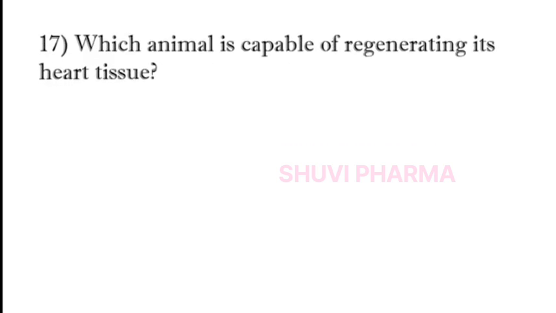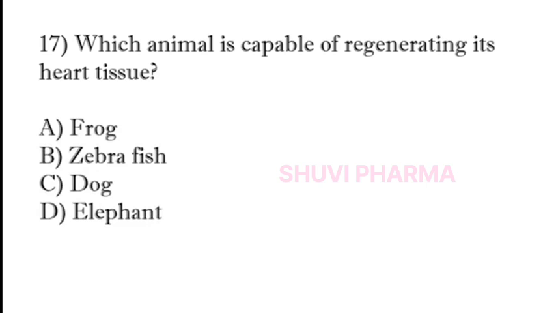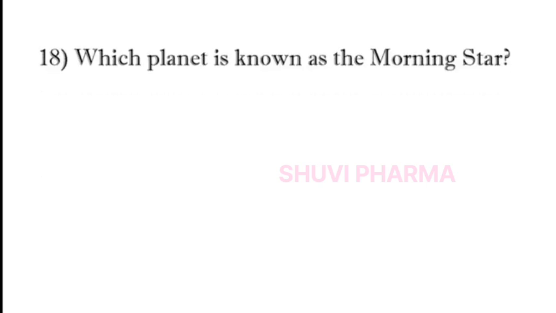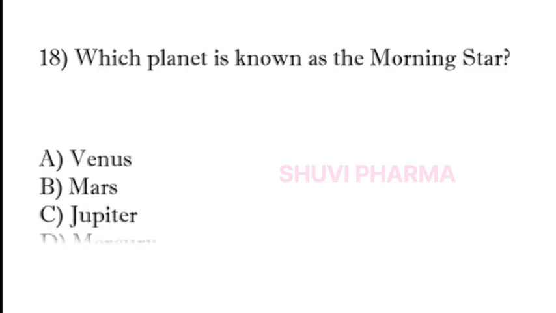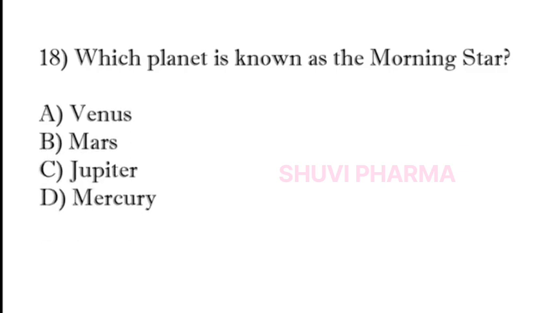Which animal is capable of regenerating its heart tissue? Frog, zebrafish, dog, elephant. The correct answer is option B, zebrafish. Which planet is known as the morning star? Venus, Mars, Jupiter, Mercury. The correct answer is option A, Venus.